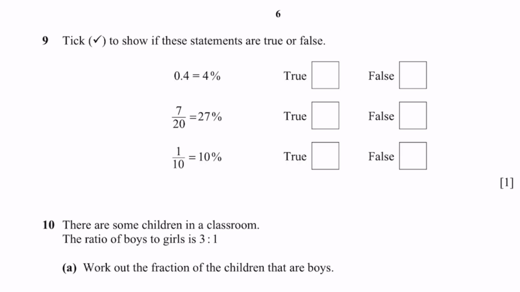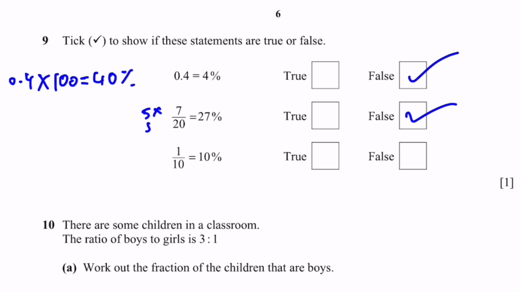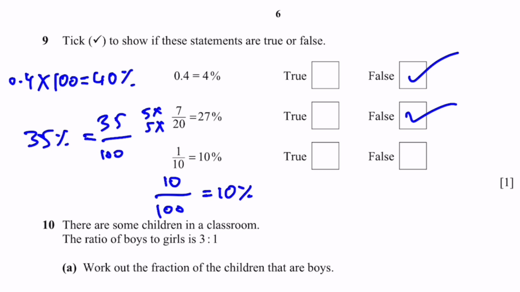Question 9. Tick to show if these statements are true or false. 0.4 equals 4%. This is false because 0.4 is equal to 40%, because 0.4 into 100. 7 by 20 is 27%. That's obviously false. Why? 7 by 20, multiply both sides by 5. That's equal to 35 by 100. And that's equal to 35%. And that's not equal to 27%. 1 by 10 is equal to 10%. 1 by 10 is equal to 10 by 100, which indeed is 10%, so this is true.